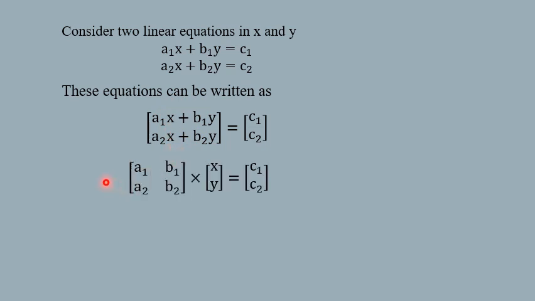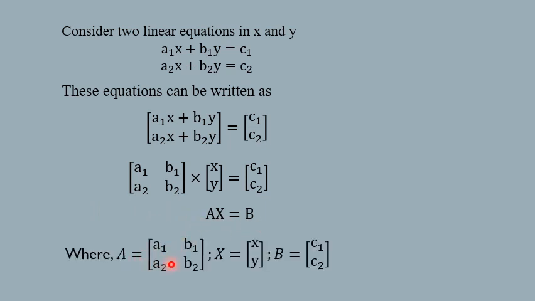Now this is the matrix of coefficients. This is a column matrix which is the matrix of unknowns, and this is also a column matrix which is the matrix of constants. These matrices are represented by AX is equal to B, where A is the matrix of coefficients in which elements placed in the first column are coefficients of x, and elements placed in the second column are coefficients of y. Here X is a column matrix of order 2 by 1 in which the elements placed in this first column are unknowns, and B is the matrix of constants. It is also a column matrix of order 2 by 1.